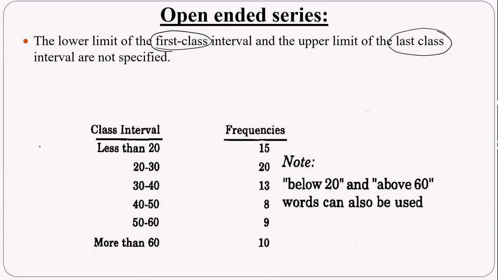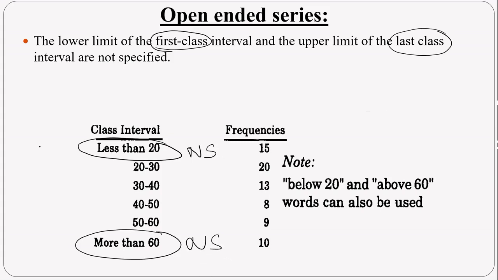Okay. Now look at the example. Now I am marking this is the first class interval and this is the last class interval. So this is not specified. Can you understand here? This is not specified. I'm just writing in short, NS means not specified. That is why this problem is an example to understand open-ended series type problem. So now it is clear to understand.